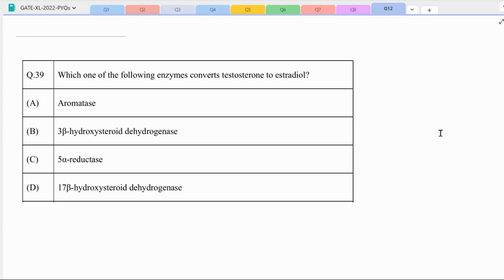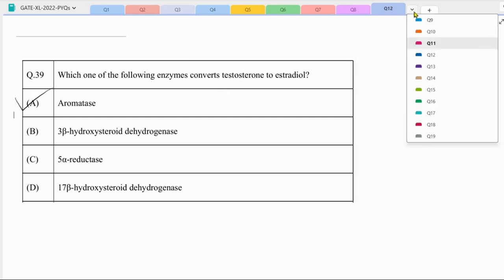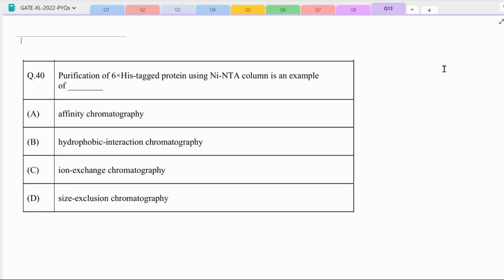Which one of the following enzymes converts testosterone to estradiol? It's a very direct question, and the answer is option A, which is aromatase. It's a very basic question that people reading about steroidal hormones know. So the correct answer here is aromatase, the important enzyme that converts testosterone to estradiol. Moving on to the next question.